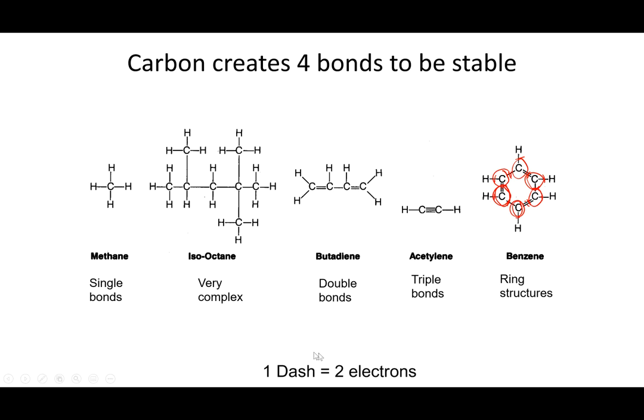All right, so as a review, carbon needs 8 electrons to be stable, and it can form single, double, and triple bonds to satisfy getting 8 electrons in that outer shell. And that's why carbon is the backbone of all living things on our planet, because it's so versatile. It can create so many different shapes and so many different things because it can bond 4 different times.